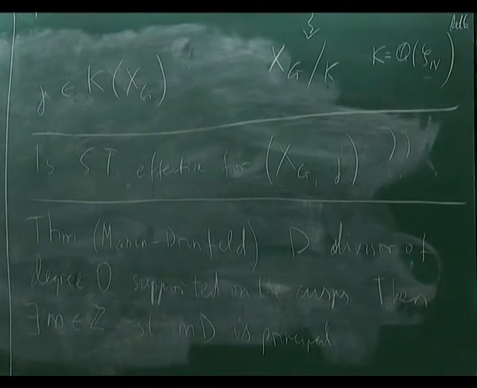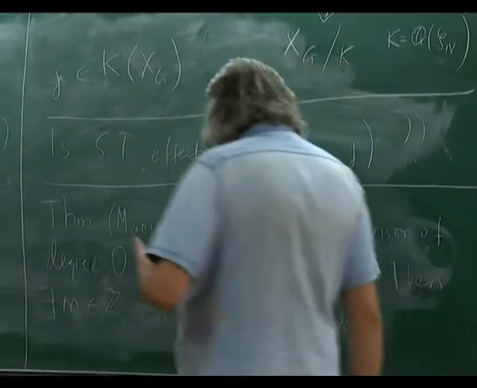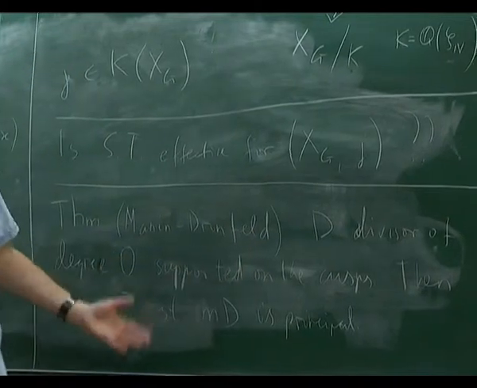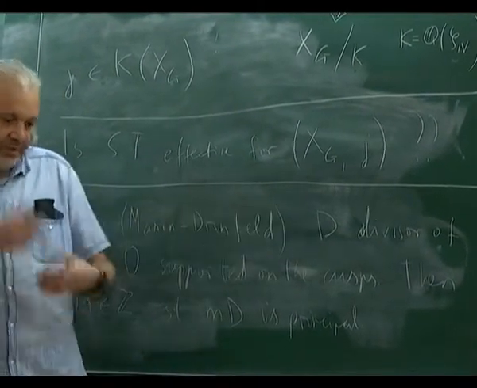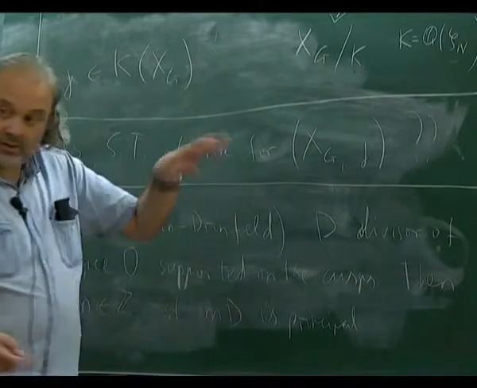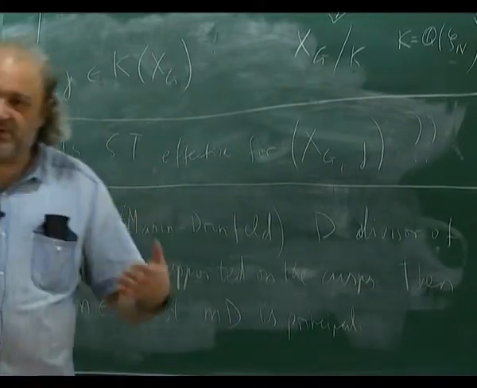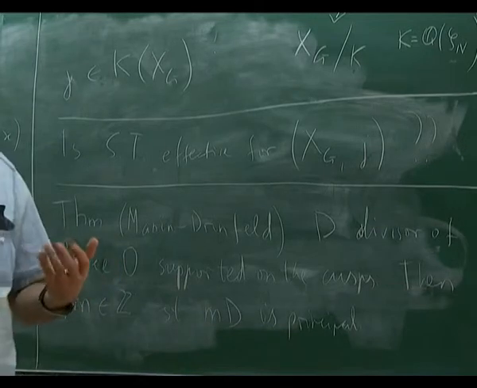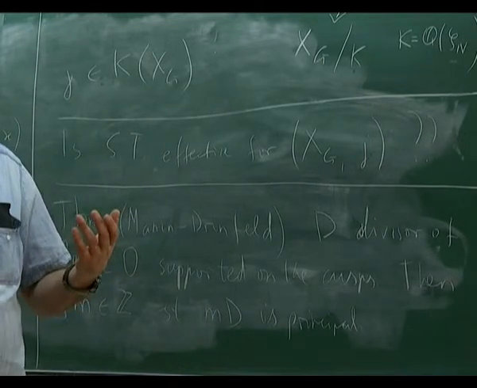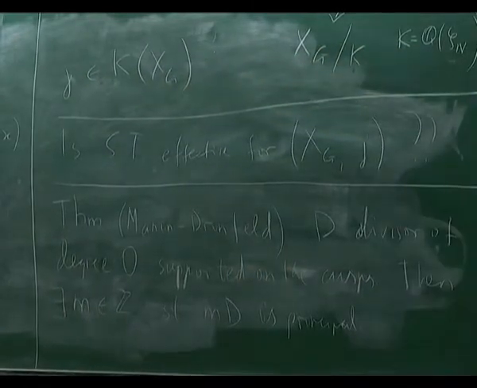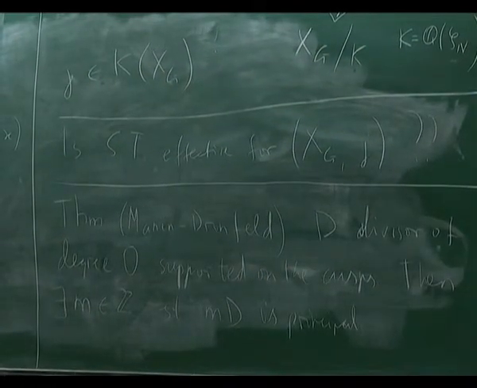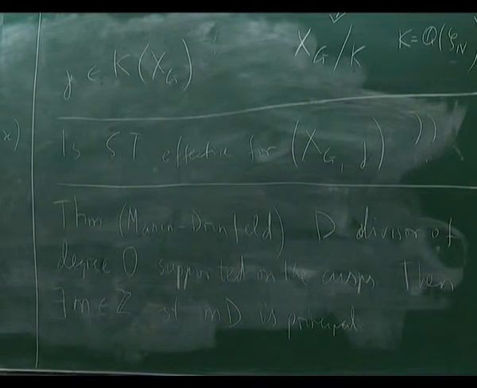It simply means that for any combination of principal divisors, if we take a certain multiple, we obtain the divisor of a function. So there are many functions, many rational functions, supported on the cusps.